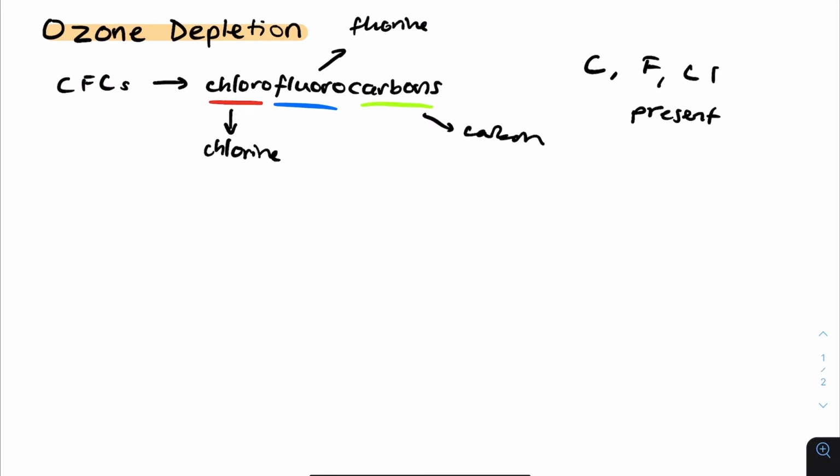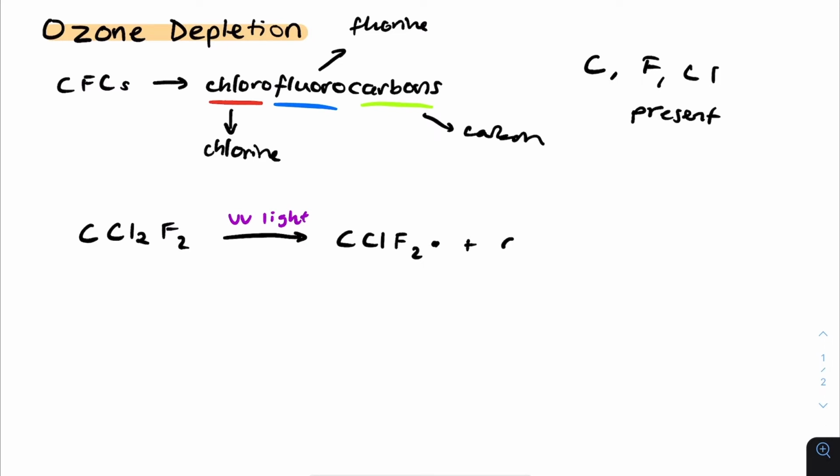So if we have a CFC, let's take this CFC over here, CCl2F2, because it has all of the crucial elements. So under the presence of UV light, let me just add in purple, UV light, it can be transformed into CClF2 with a dot plus Cl. So this is all in gaseous state, just to clarify. So let's first understand why this happens.